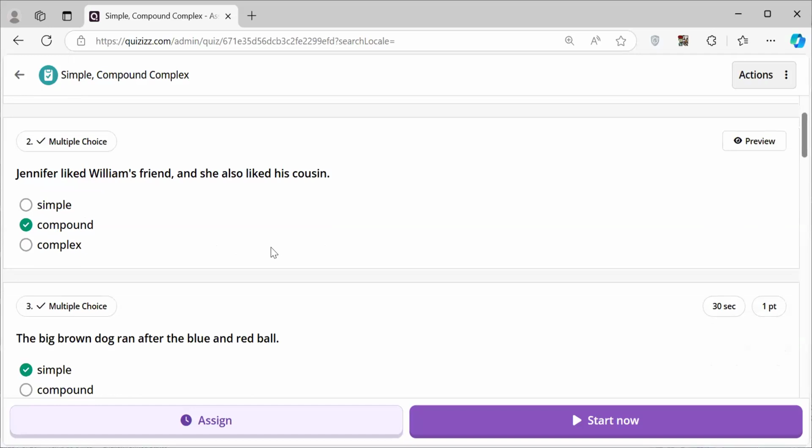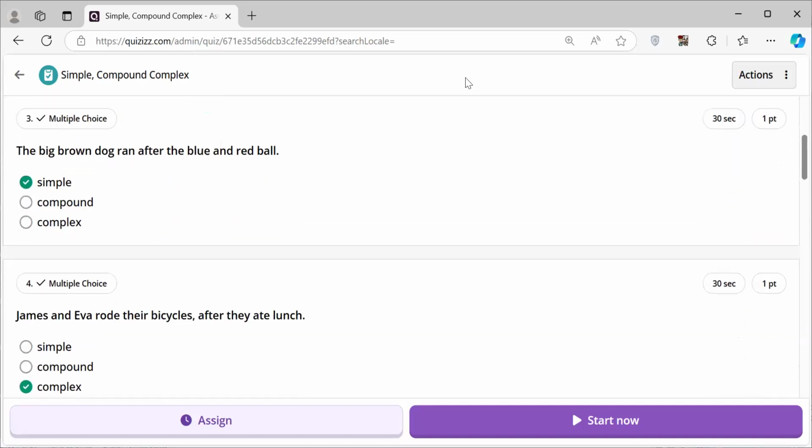Jennifer liked William's friend, and she also liked his cousin. Okay, this is compound because the sentence consists of one of the coordinators. Yes. Number 3, come on, Layla.